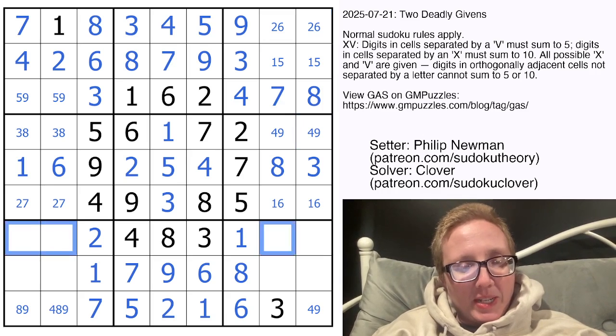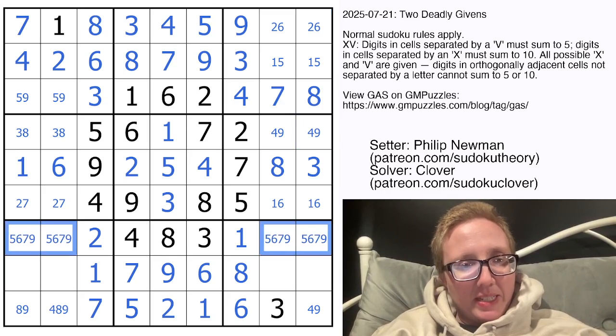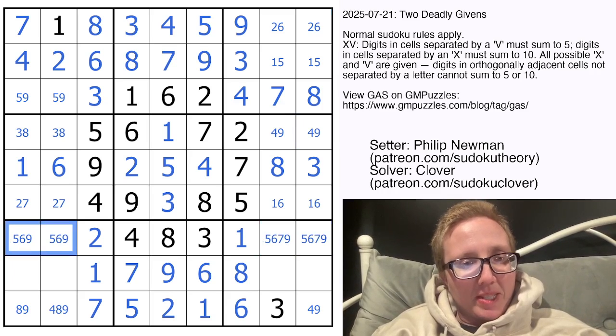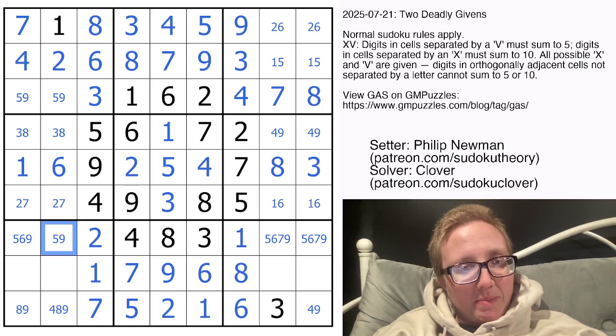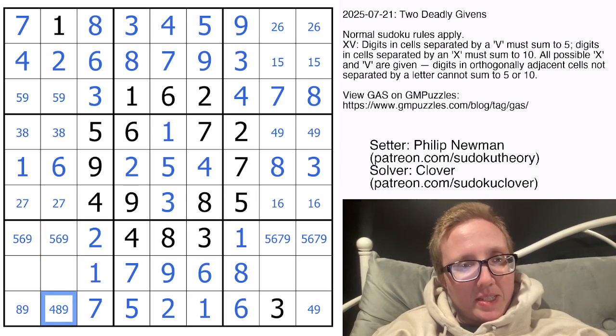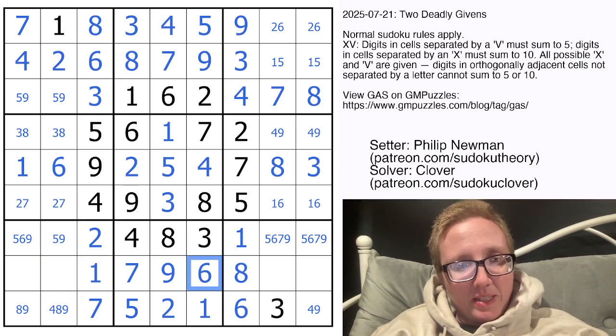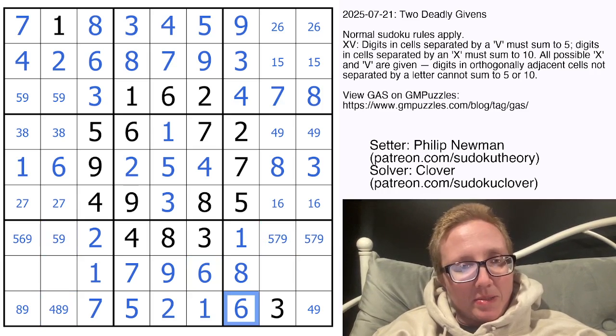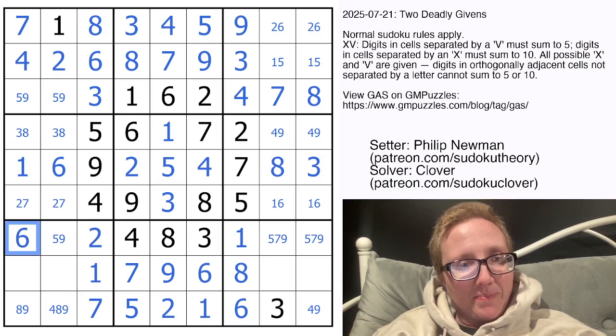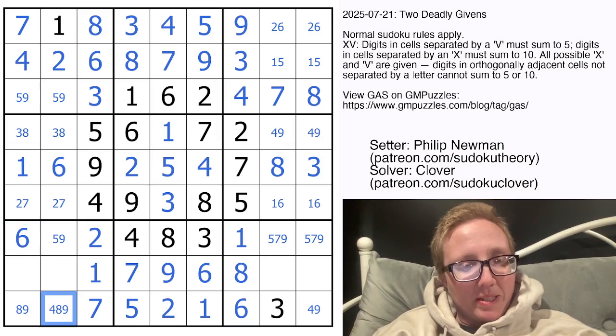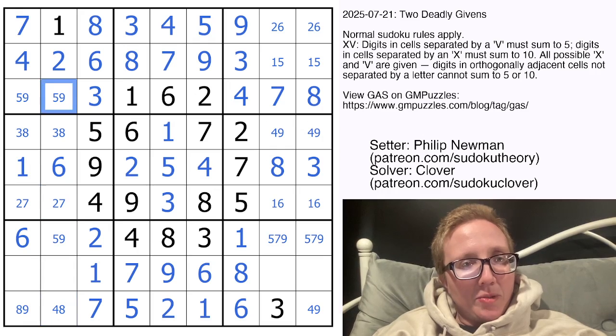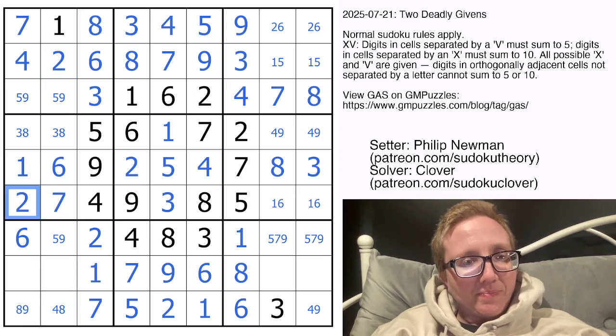Now in this row, I need 5, 6, 7, and 9. Can't have a 7 there because there's a 7 in the region. That can't be a 6 because it sees a 6 in its column. And those can't be 6s because there's a 6 in the region. So this is going to be a 6 right here. We also have a 5, 9 pair here, which eliminates a 9 from that cell. We have a 2 there, which gives us a 7.